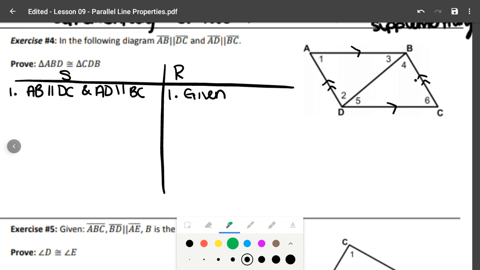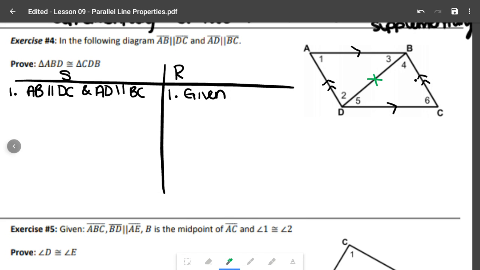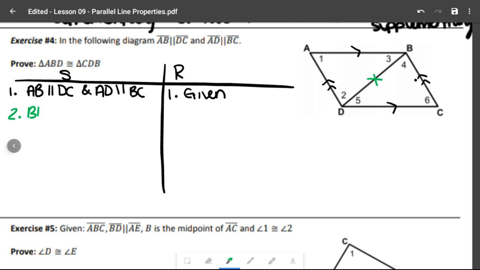So one thing right off the bat, just from our picture alone, is we should see reflexive. That BD is in both triangles. So BD is congruent to BD. That's our reflexive property.